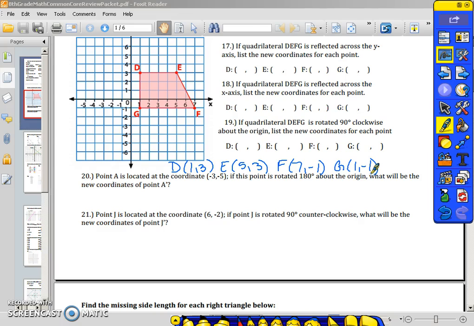For 17, if the quadrilateral is reflected across the y-axis, your y stays the same, and you take the opposite of your x. So D prime is negative 1, 3. E prime is negative 5, 3.